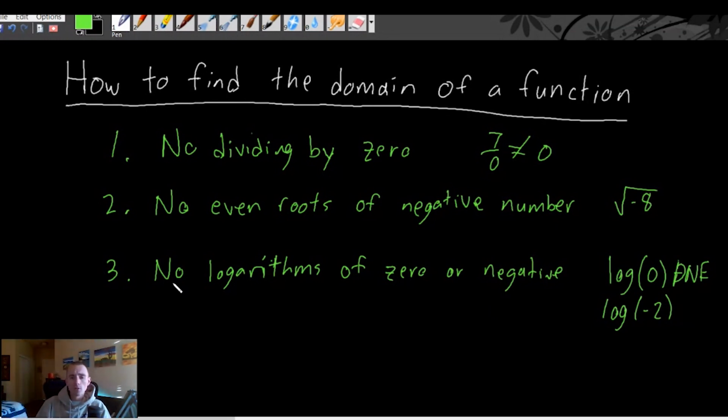Once you figure out what inputs would cause one of these three things to happen, you just eliminate that from your domain. Whatever's left over should be your domain of the function. Like I said, this blueprint we just went over should be applicable to basically any type of domain of a function problem that you're going to run into.